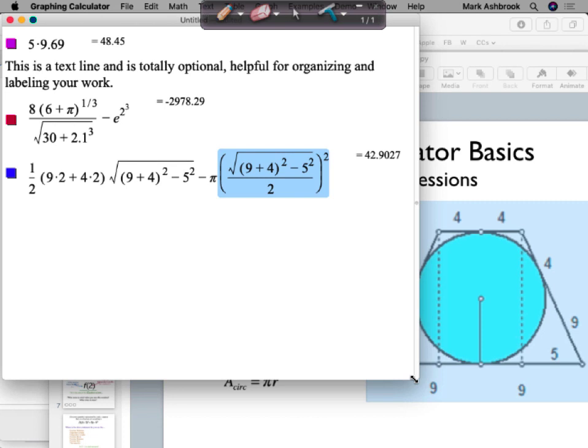Okay, so the area of the trapezoid minus the area of the circle. This is just practice with parentheses and exponents and pi, and showing that you can type in expressions. A nice thing about this is that you see the expression and the answer. And a really awesome thing to work with your students on is identifying meanings of parts of expressions.